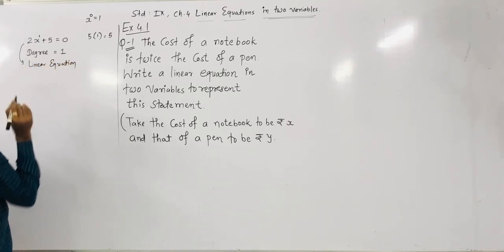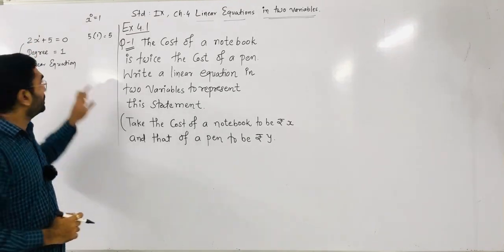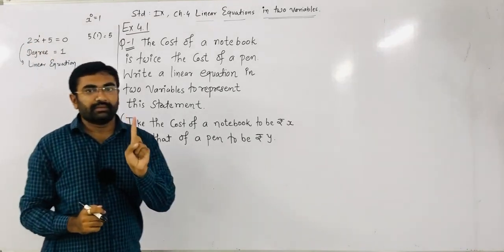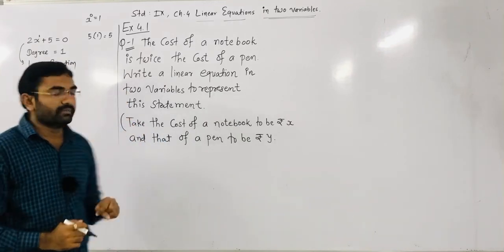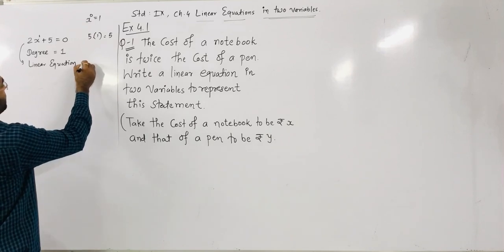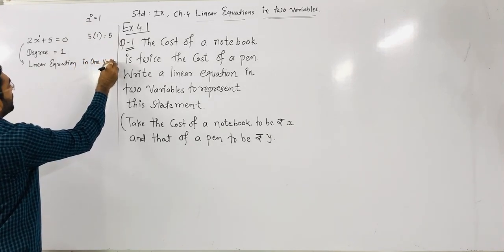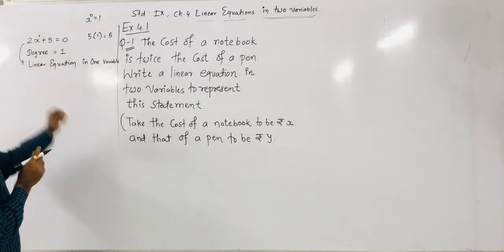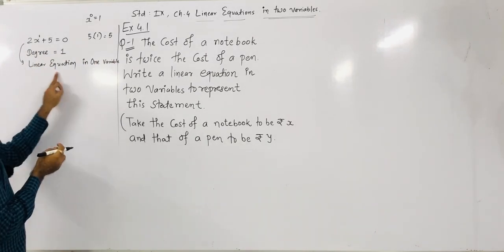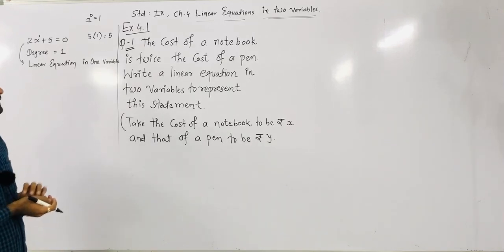But observe in that linear equation, here x is only one variable. So what can we say that equation is? Linear equation in one variable, right? Because only one variable is given, which is x. So we can say the linear equation is in one variable, right?